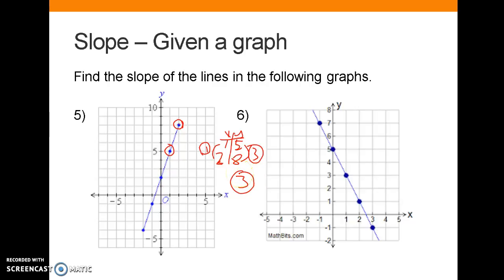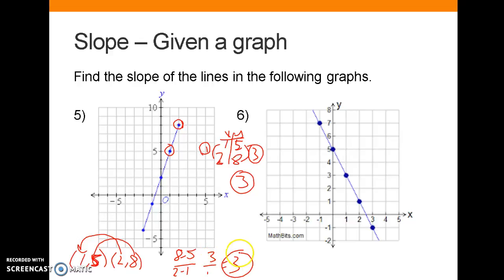I could do it by taking these numbers and subtracting them. I have a point at 1, 5 and another point at 2, 8. So I could find the slope by taking 8 minus 5 over 2 minus 1. 8 minus 5 is 3, 2 minus 1 is 1, and my slope is 3. So there's another way I could do it.